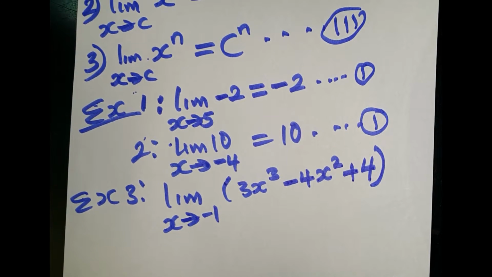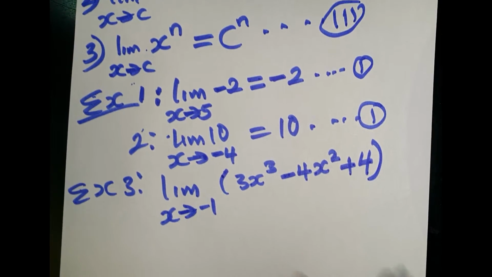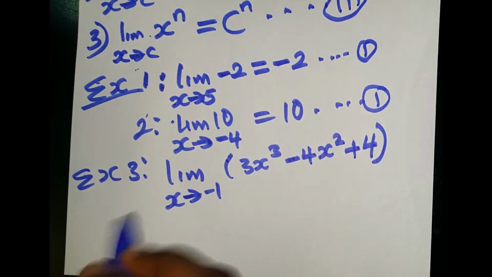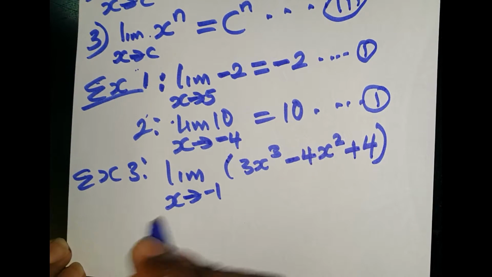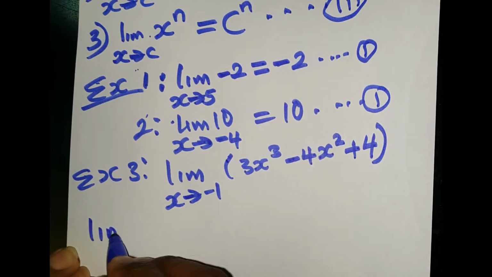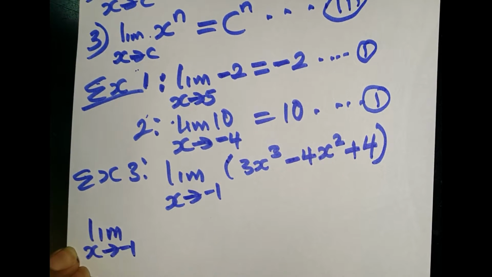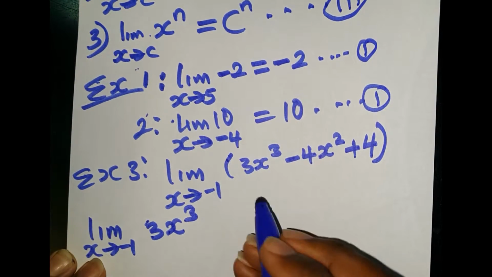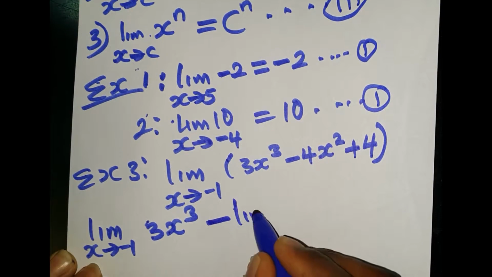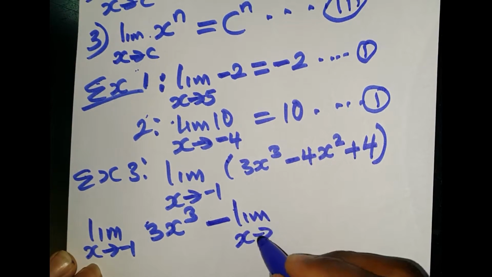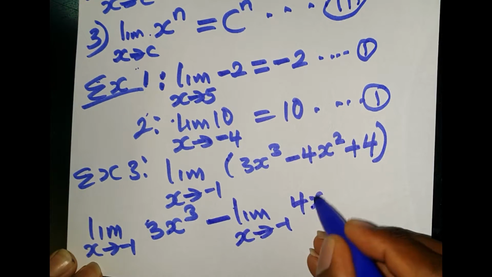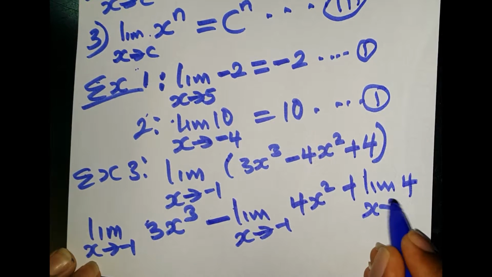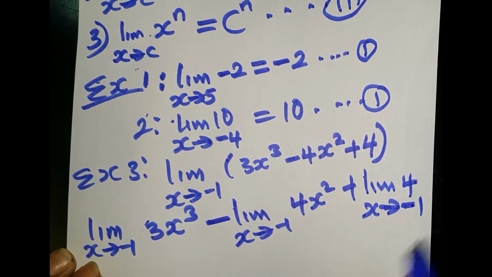The first thing you have to do is to split all these terms. What do I mean by that? You write the limit when x tends to minus 1 of 3x cubed, minus limit x tends to minus 1 again of 4x squared, then plus limit of 4 when x tends to minus 1.